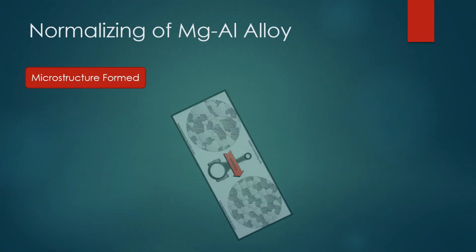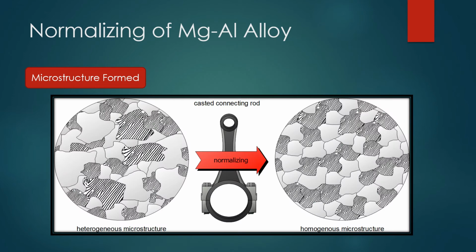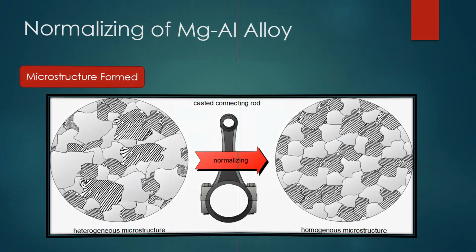Normalizing microstructure formed. The structure produced by normalizing is similar to that of annealing, but air cooling is faster than furnace cooling. Thus, the normalized steel possesses finer grain than annealed steel.